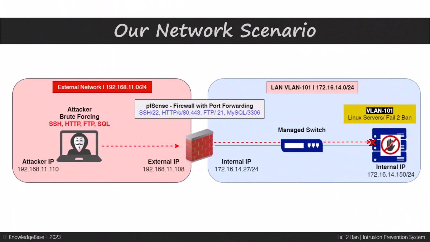Now let's take a closer look at our lab network scenario for a successful demonstration. On the right hand side, I have my LAN or internal network, a border edge pfSense firewall to filter all incoming and outgoing traffic, a managed switch with VLANs, and some active services on our Linux servers, for example OpenSSH, the Apache web server, and the Fail2Ban IPS installed.